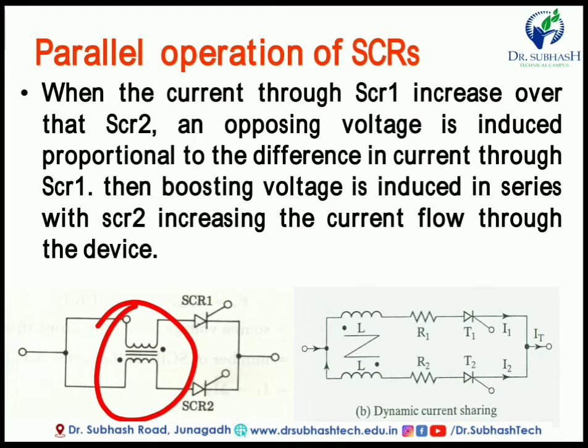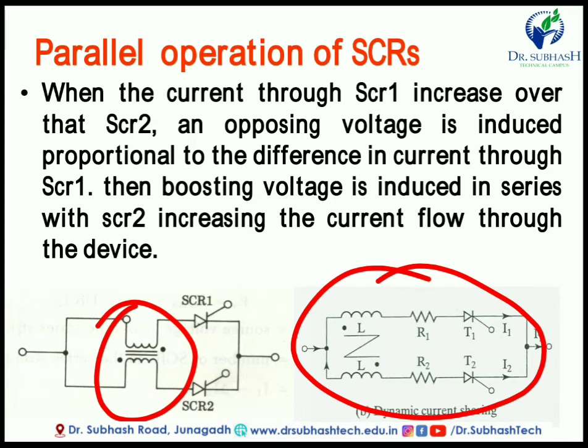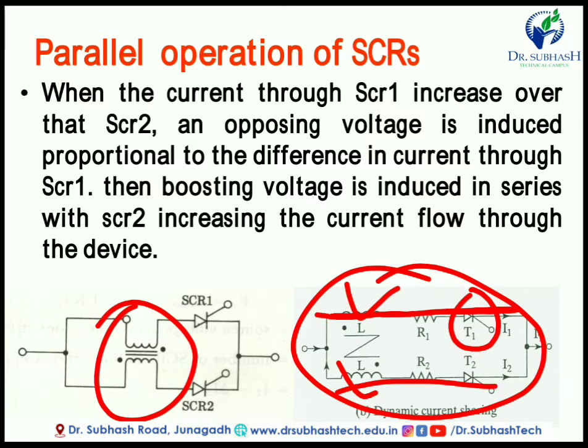parallel. So the equalizing dynamic current sharing is like this: the upper terminal inductor L and lower terminal inductor L are connected in series with R1 and thyristor T1, and this current path is one path, this is the second path. If more thyristors are connected in parallel, then the number of paths will increase according to the number of thyristors.